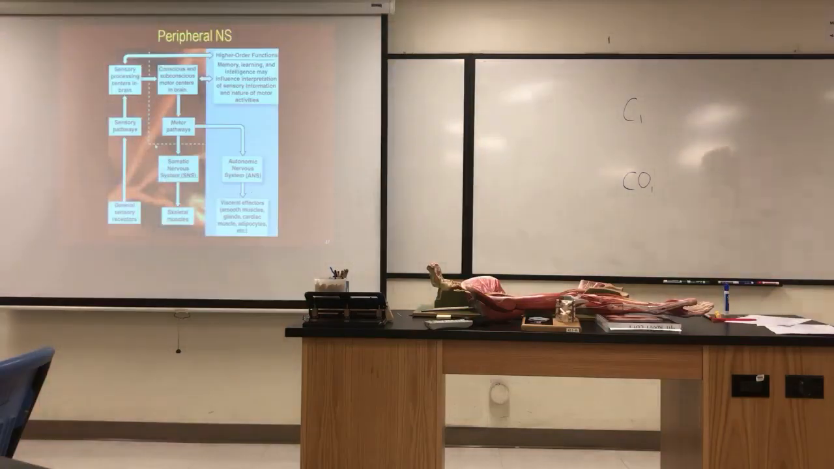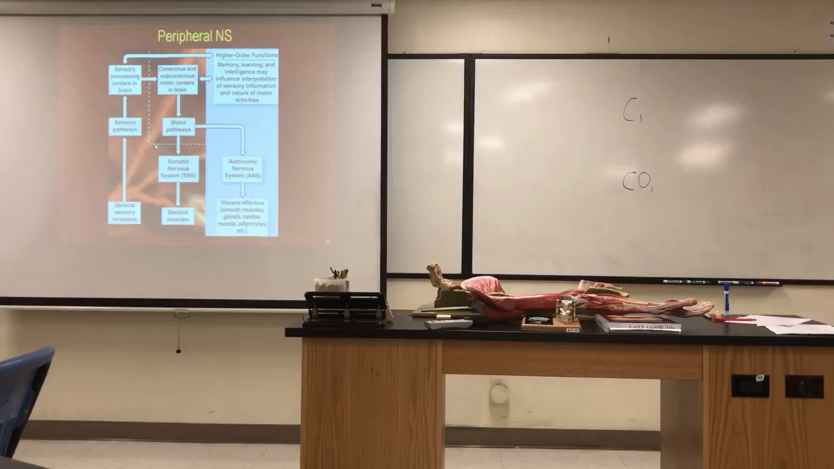Motor division of the peripheral nervous system. So in part 1 of this study guide, we covered the sensory division of the peripheral nervous system. And we looked at 3 levels of processing. There was the receptor level, the circuit level, the perceptual level. Okay, those are the 3 main components of the sensory division.